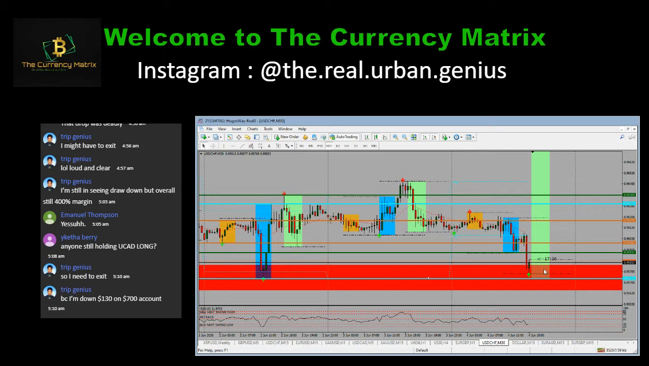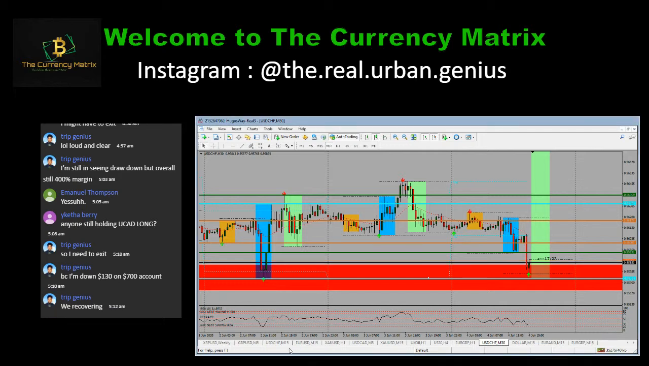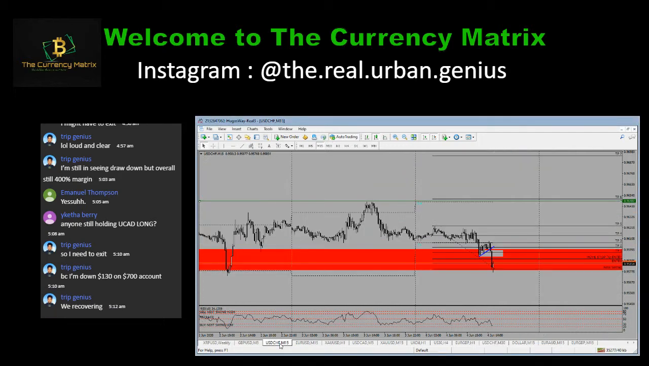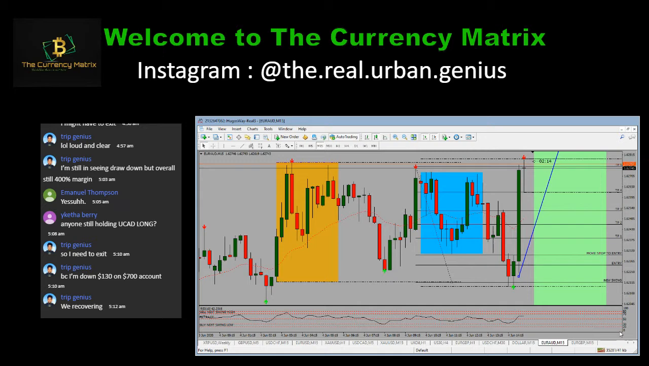That's nothing more than a pullback. If you look to the left, it's still structure. It hasn't broke structure. It met structure. I wouldn't necessarily say you have to exit, because price is still going in our direction. That was just a news spike.